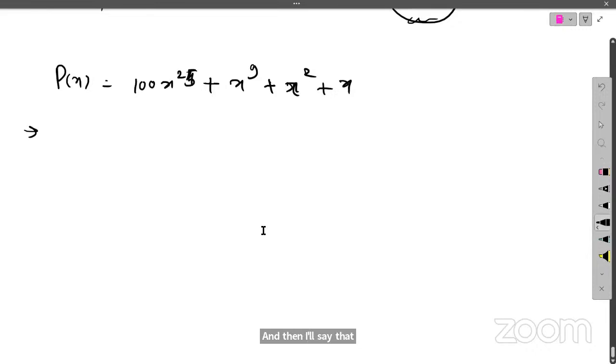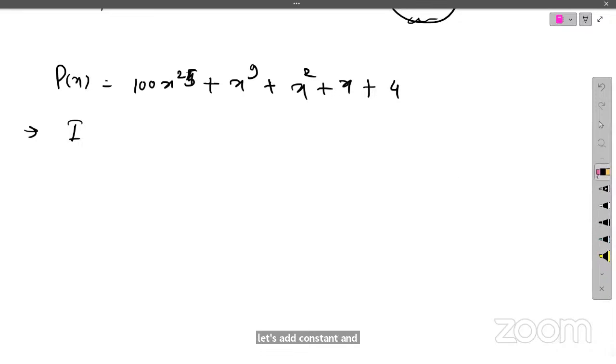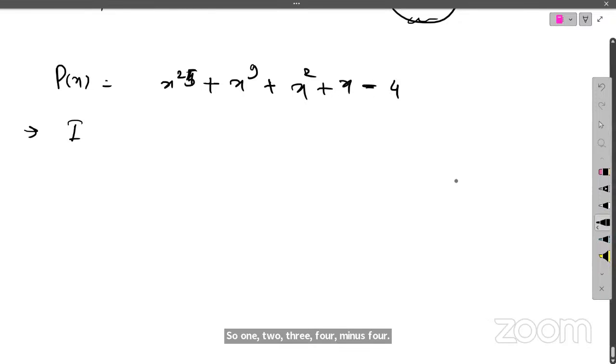Ma'am, please add a constant also, ma'am. Sorry, plus 4 or something. Okay, constant. Actually I'm not adding a constant because then I don't know the root, right? But fine, let's add a constant, and I'll make it in such a way that it becomes 0 at a knowable point. So suppose now x is only 1. So 1, 2, 3, 4, minus 4. Now x equals 1 is the root, correct, of this particular polynomial.